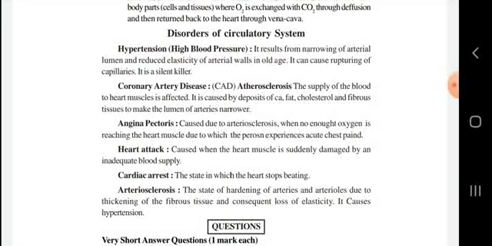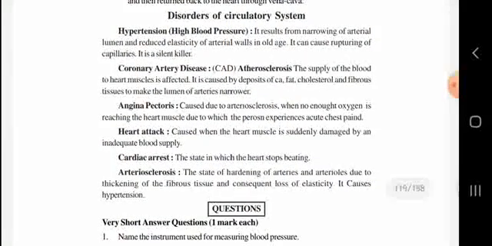Coronary artery disease, CAD, atherosclerosis, the supply of blood to heart muscles is affected. Next, angina pectoris, that is caused by atherosclerosis. When not enough oxygen is reaching the heart muscle, the person experiences acute chest pain. So you may have had chest pain sometimes, because you may not be getting the oxygen that is needed.